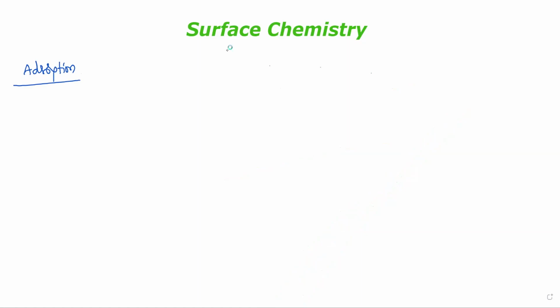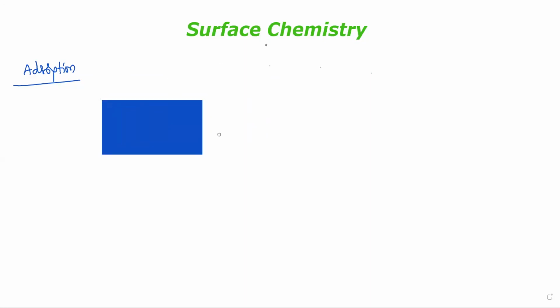Now let us consider this is adsorbent. What is this? Adsorbent. On the surface, who are present? Adsorbate molecules. So the accumulation of adsorbate molecules on the surface of adsorbent, this is what we call adsorption phenomenon, right?